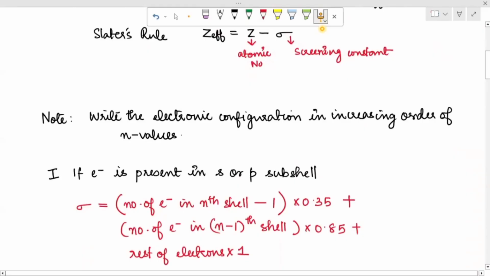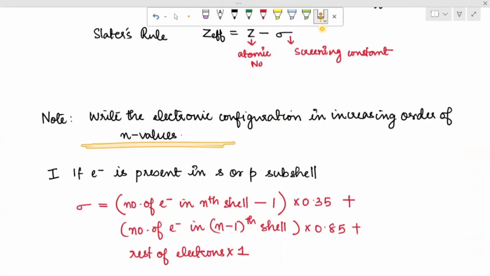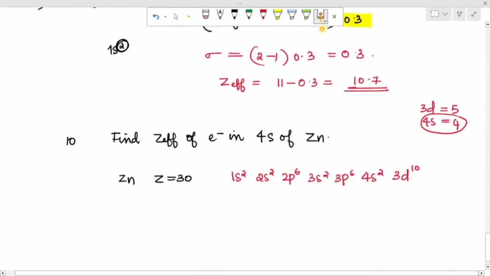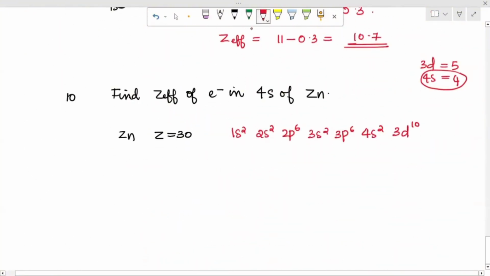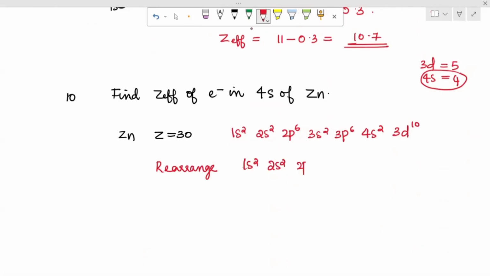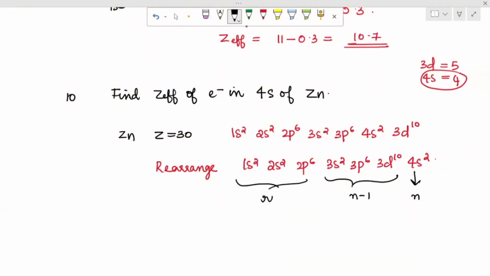See? Write the electronic configuration as increasing values of n. So this is the actual electronic configuration. And then you have to rearrange. You have to write it in increasing order. 1s2, 2s2, 2p6, 3s2, 3p6, 3d10, and 4s2 is what you have to write. Okay? So now this is n, all the subshells of 3. This is n minus 1, and all of these will go to rest of the electrons.